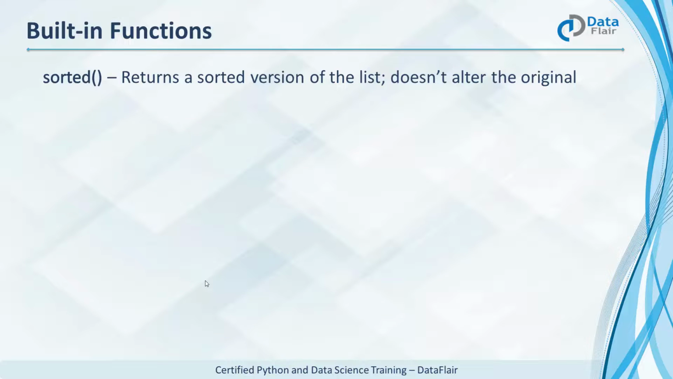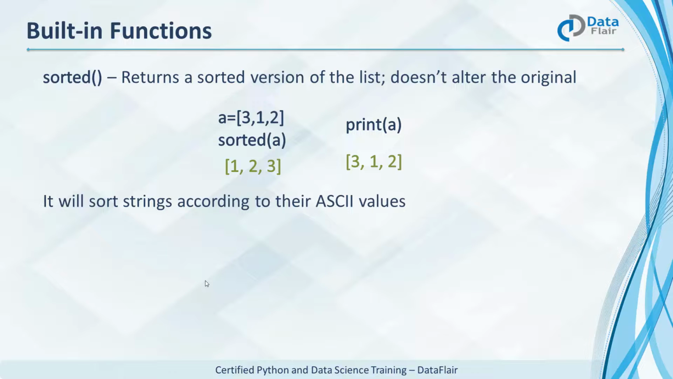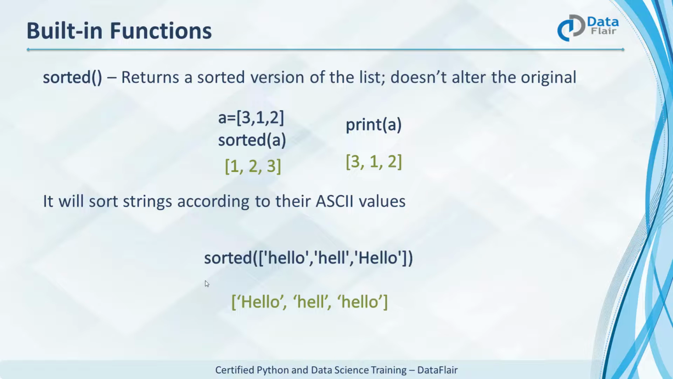Sorted returns a sorted version of the list without modifying it. It does this in an ascending order. 312 sorts to 123, but the original list remains the same. With strings, it sorts them based on their ASCII values, so this list of strings sorts to this. The ASCII for the capital H is 72, and that for the small h is 104. So, capital first.